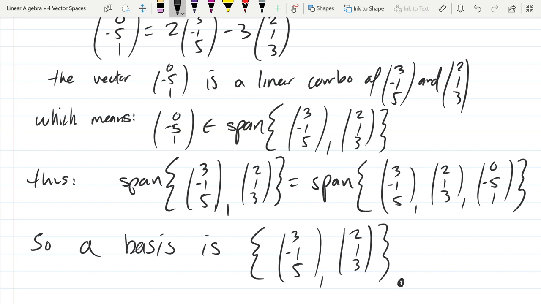2, 1, 3. So that is the basis we found, and we're done with this problem. Any other basis, you just multiply it by any integer, and you can have another basis? So I use the word "a basis" because there are infinite bases for spaces. I could have very easily made a different choice up here.